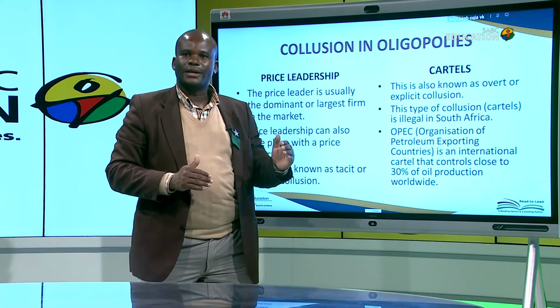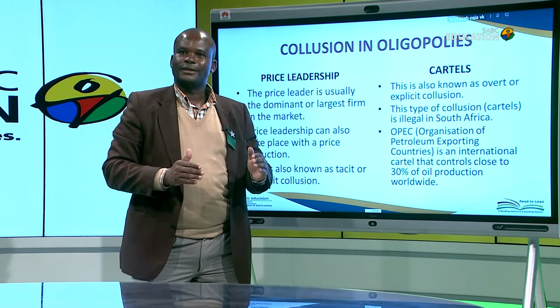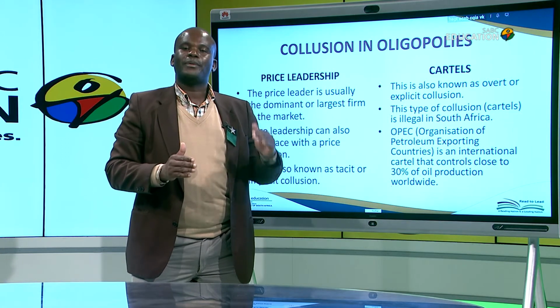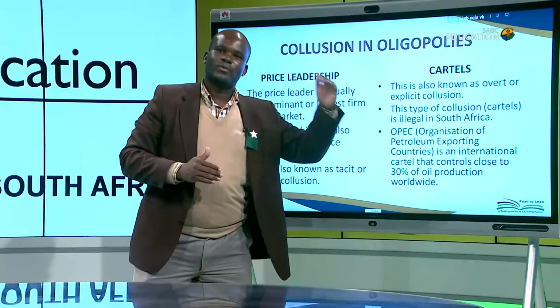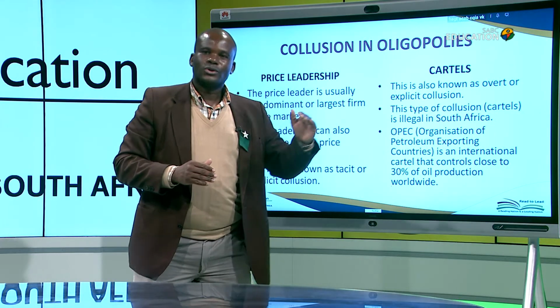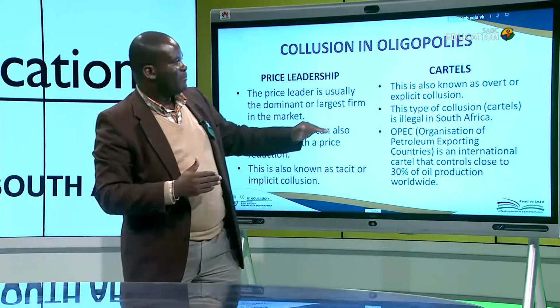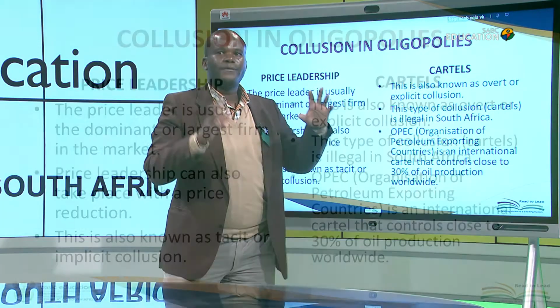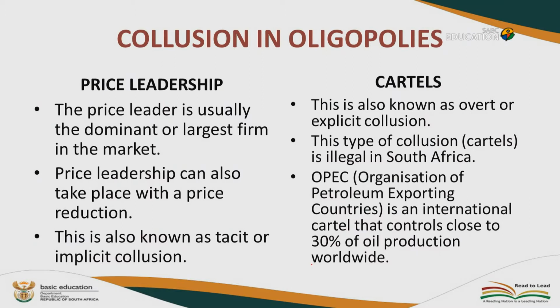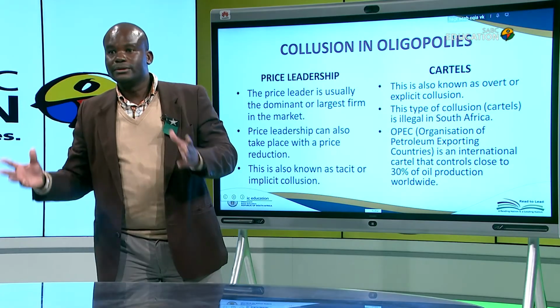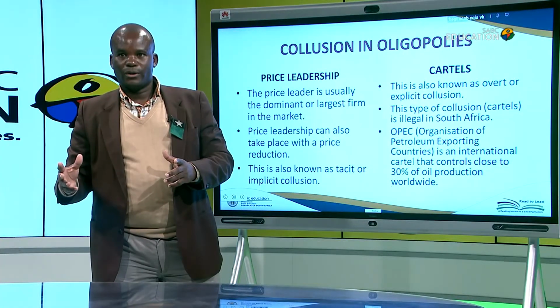But now with collusion, there is no competition. What is actually happening here is we are exploiting consumers. So the government has made this illegal. So if firms are investigated and it is discovered that they were forming cartels, they were colluding, then those firms can be penalized. They can be fined, they can be withdrawn their licenses, and so on.